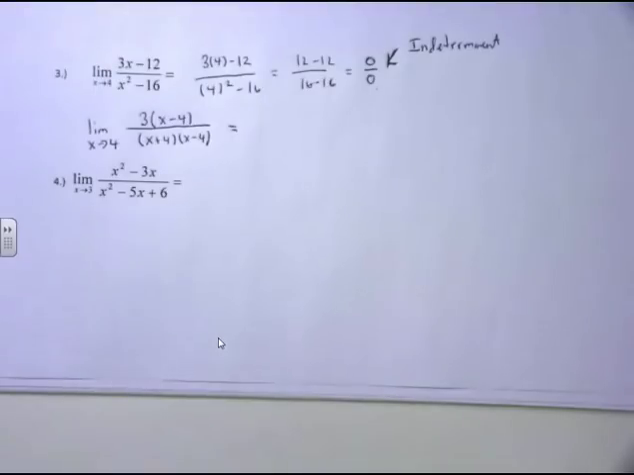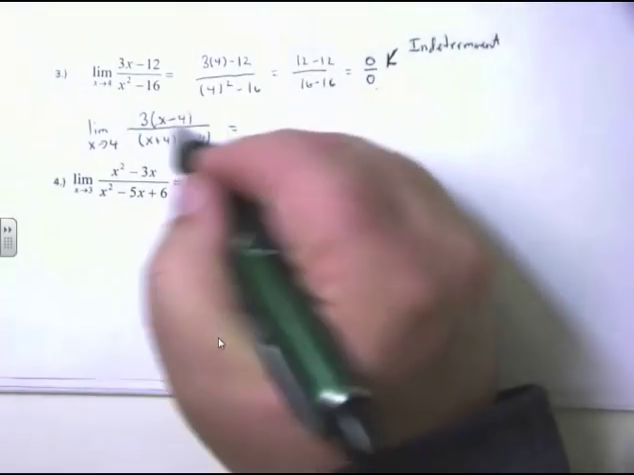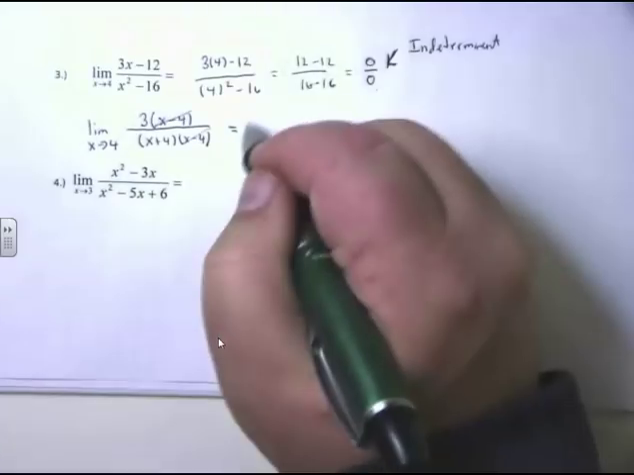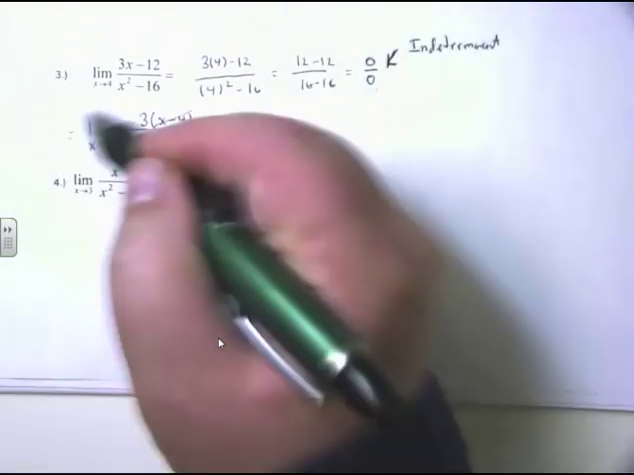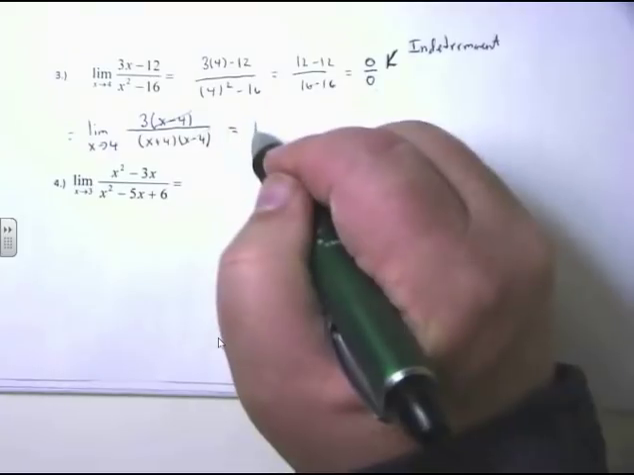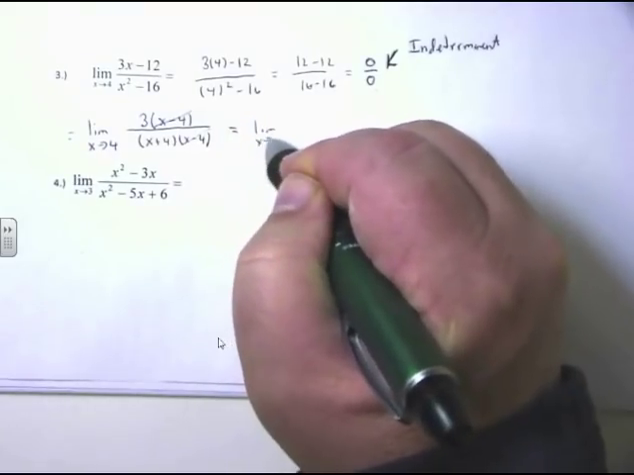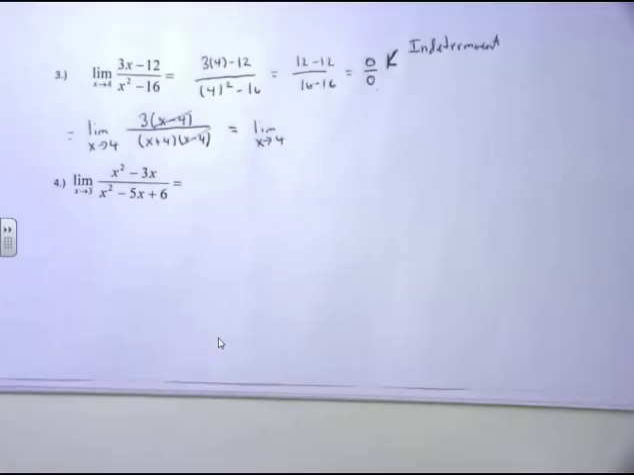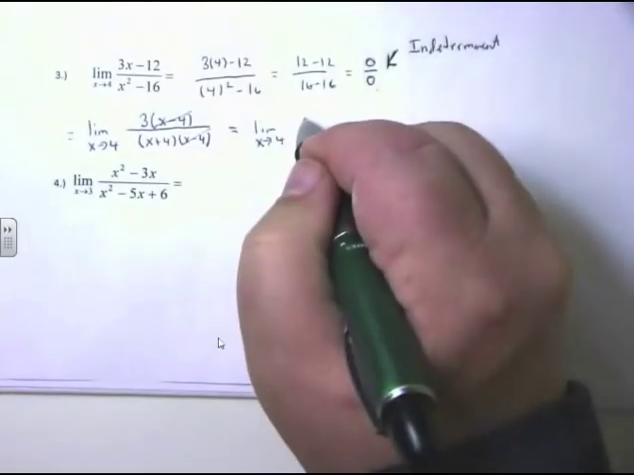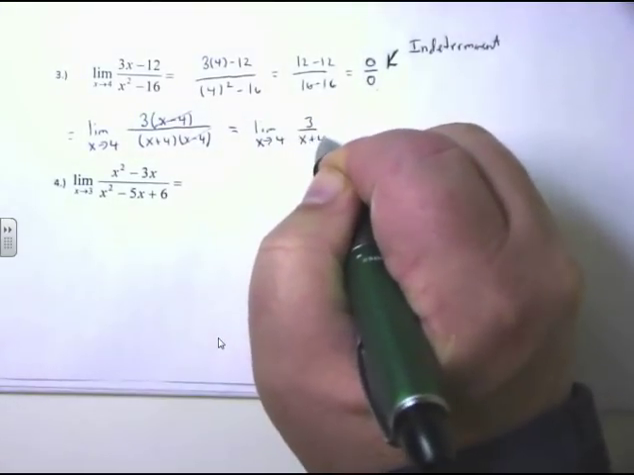Now, clean up the algebra. You will notice that your x minus 4 terms cancel. And notice this is proper technique of doing limits. So I'm continuing writing that word limit as I continue to do the algebra. So this is the limit as x approaches 4 of the remaining part, which is 3 over x plus 4.